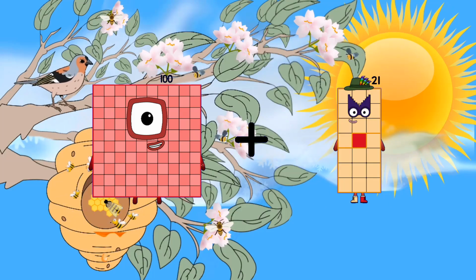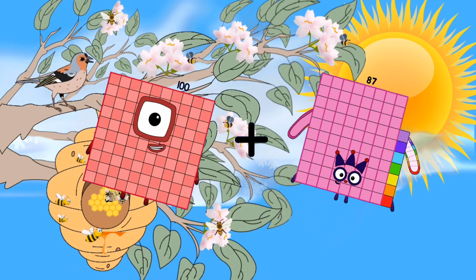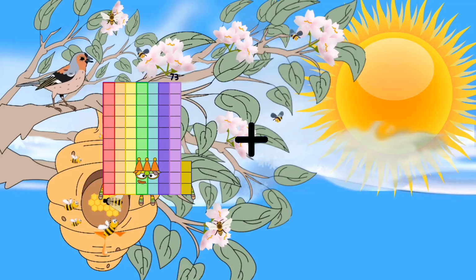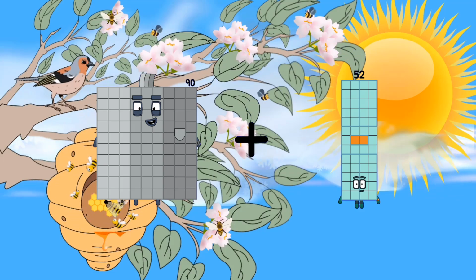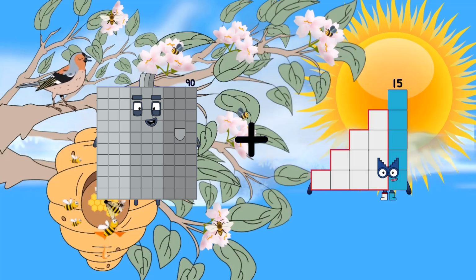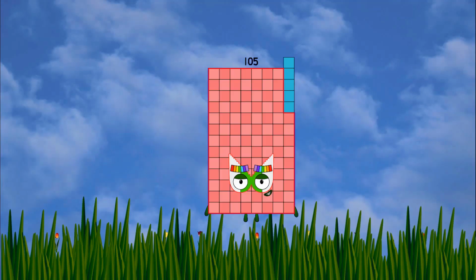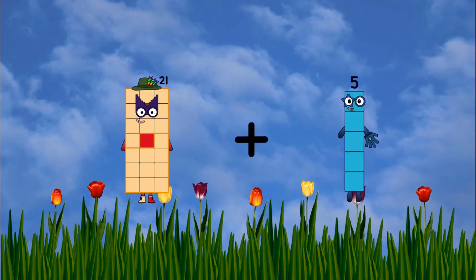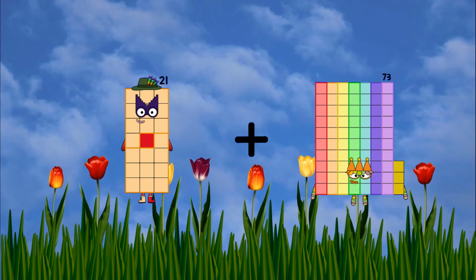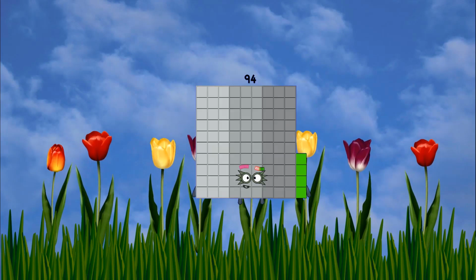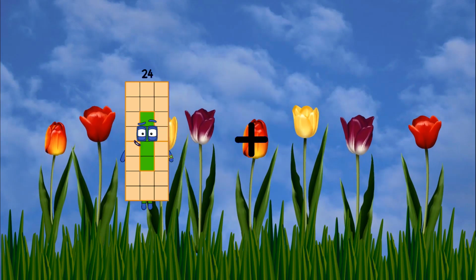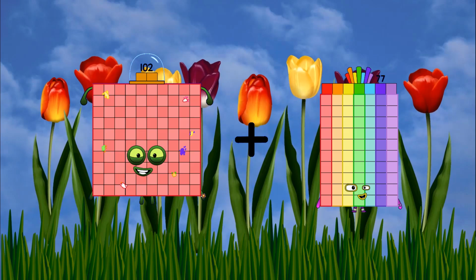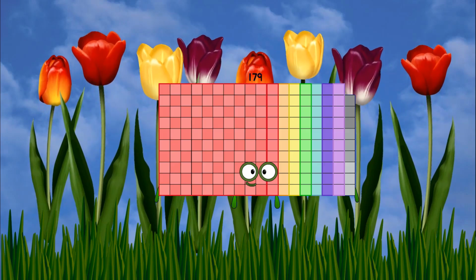100 plus 87 equals 187. 90 plus 15 equals 105. 21 plus 73 equals 94. 102 plus 77 equals 179.